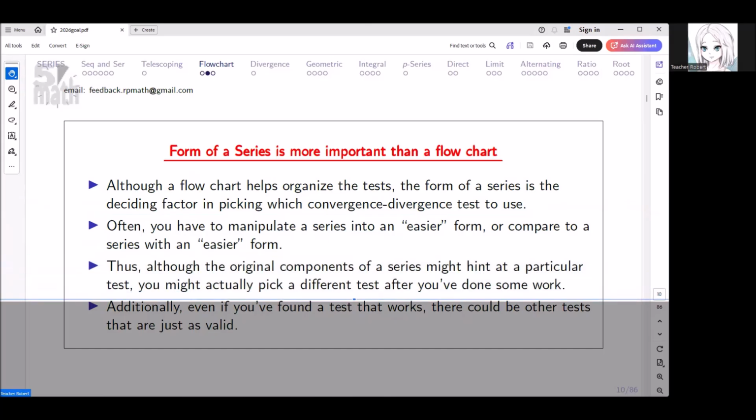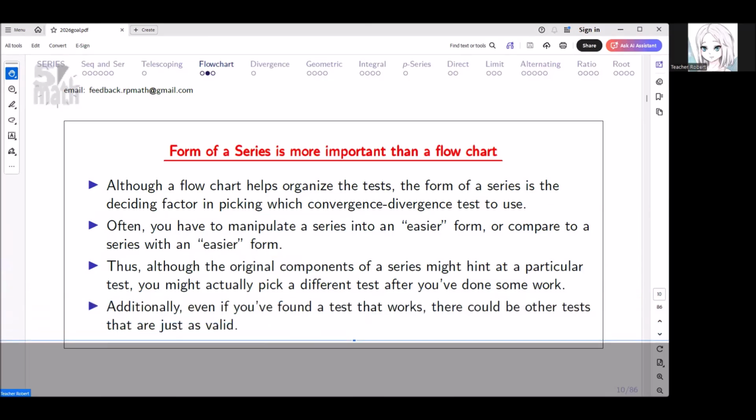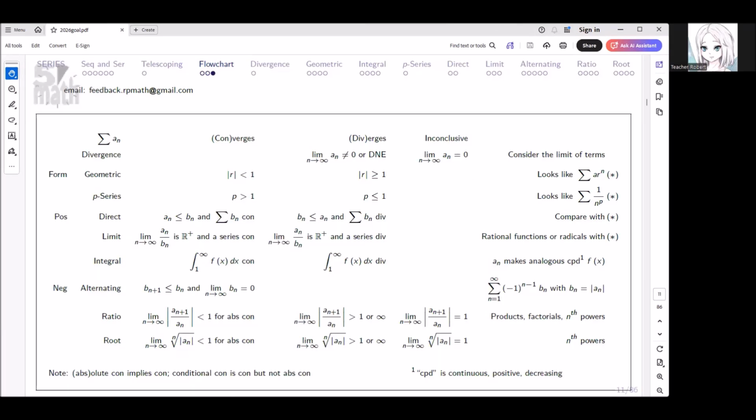Thus, although the original components of a series might hint at a particular test, you might actually pick a different test after you've done some work. Additionally, even if you found a test that works, there could be other tests that are just as valid. Here is a fact sheet.